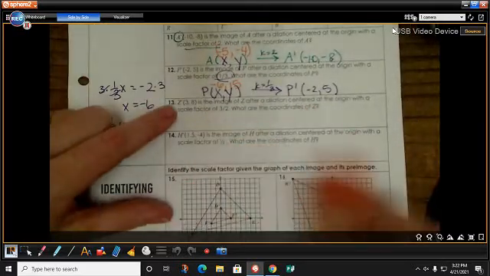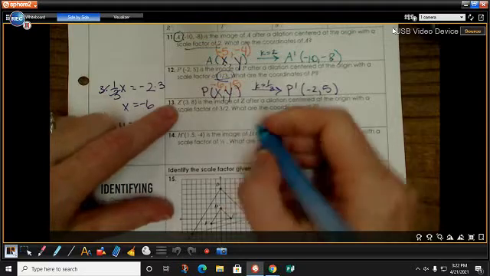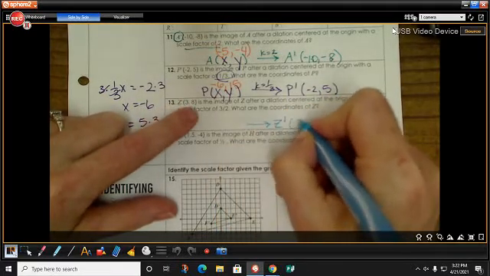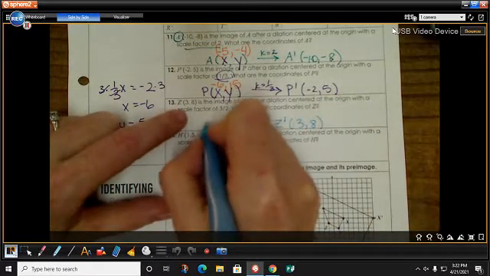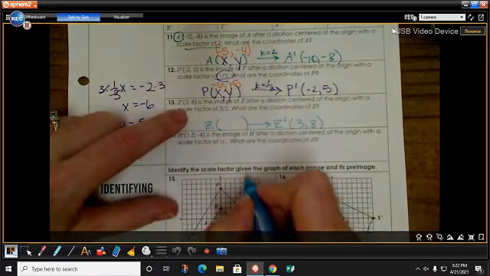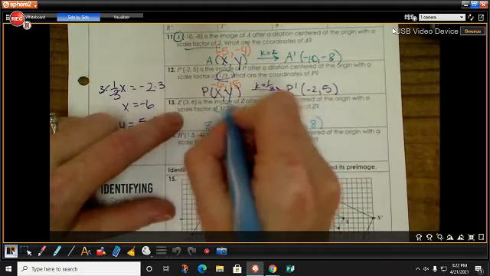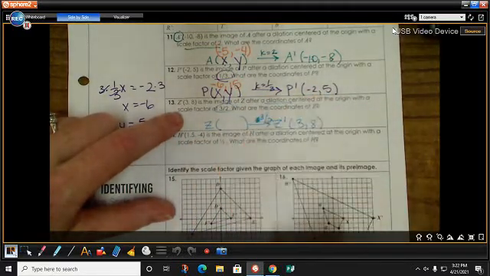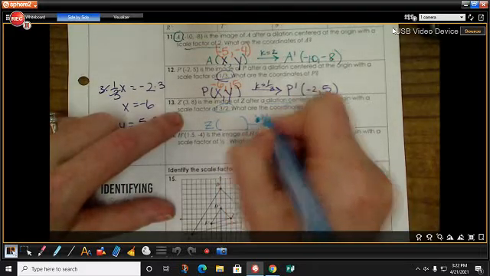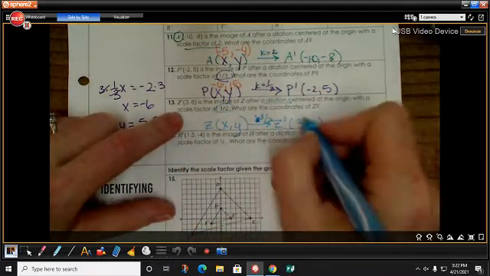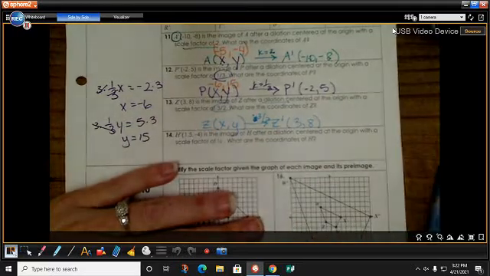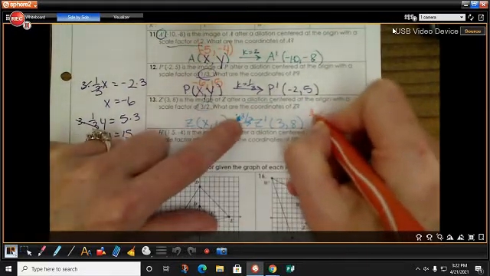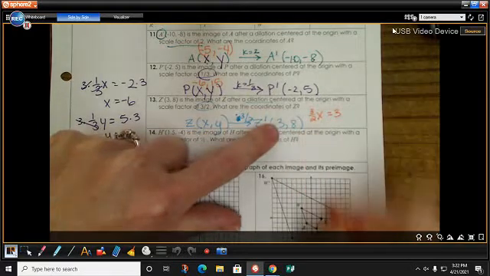For the next one, for Z, I've got Z prime. So my image was 3, 8. And I got here by taking original point Z and dilating it by a scale factor of 3/2. So I timesed by 3/2. Okay, that was my K. So if I timesed by 3/2 with my X and Y to get this, I'm going to want to set up that equation. So I did my X, I timesed it by 3/2, and I got 3.